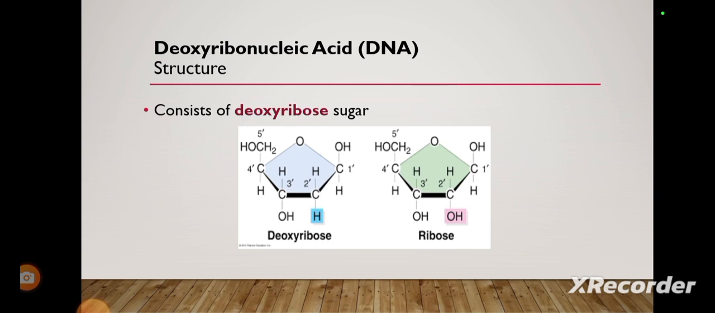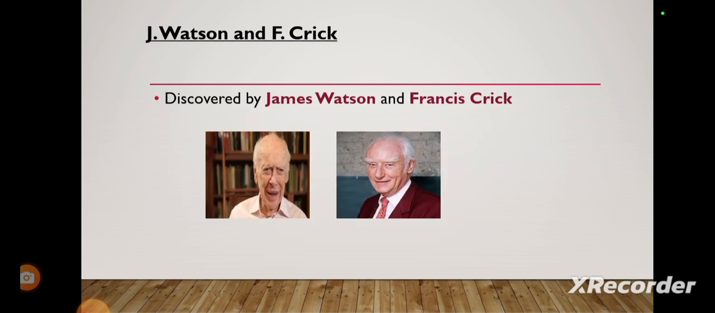So we know that there are three components of nucleic acid. One is the phosphate group, the other one is the pentose sugar, and the third one is a nitrogenous base. So the pentose sugar that is used in DNA is deoxyribose sugar that consists of 5 carbon atoms. Got it?